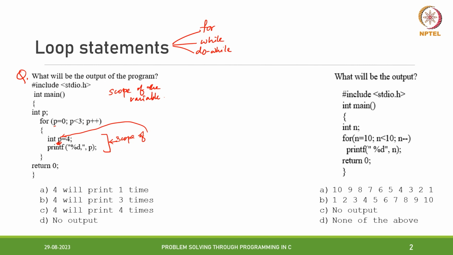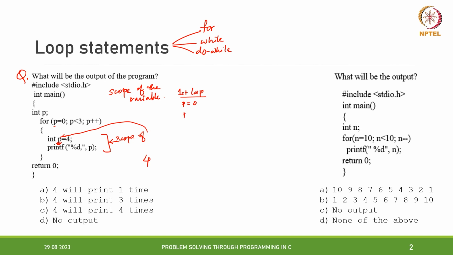So here when we have the first loop, what happens in the first loop is p has the value of 0, it is less than 3, so the loop will run. Now you are redefining p as 4 and printing 4, so we have a 4 here. After that the p value reverts back to 0.